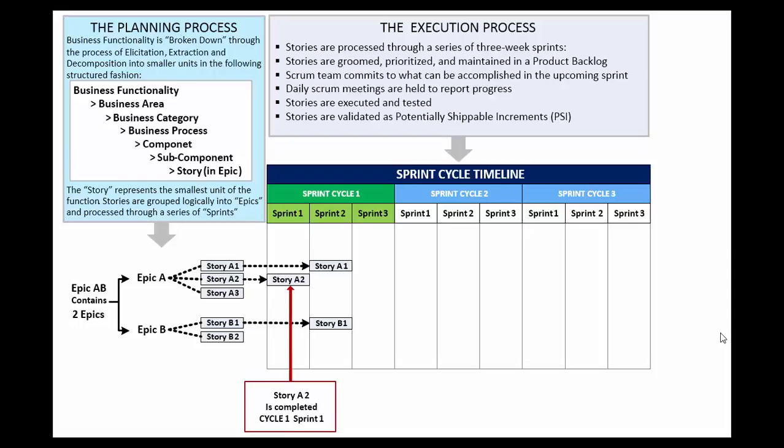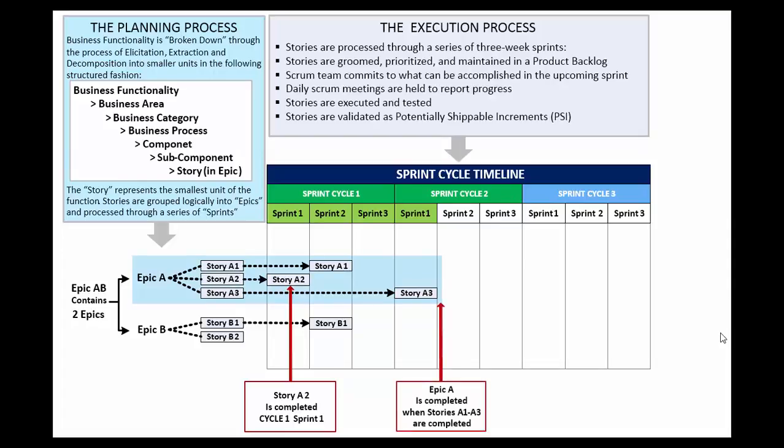In Sprint 3, no stories are completed, but in Sprint Cycle 2, Sprint 1, Story A3 is completed. And since all the stories in Epic A are completed, Epic A is completed. In Sprint 2 of Cycle 2 and Sprint 3 of Cycle 2, no stories are completed.